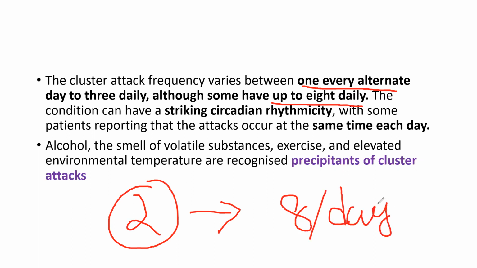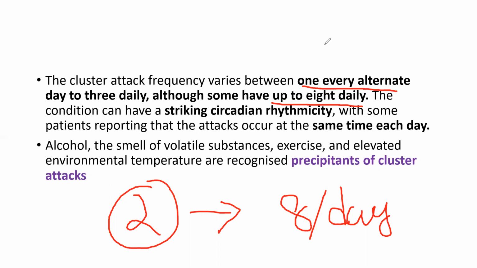So the cluster headache, most of the time, will occur 1 to 2 times per day. And it will have a striking circadian rhythmicity. Sometimes in some individuals, the cluster headache will occur every day at 7 to 8 p.m. That is the first particular thing. So there will be striking circadian rhythmicity. And sometimes there could be some precipitants, particularly you should always remember alcohol, and also sometimes exercise and volatile substances.